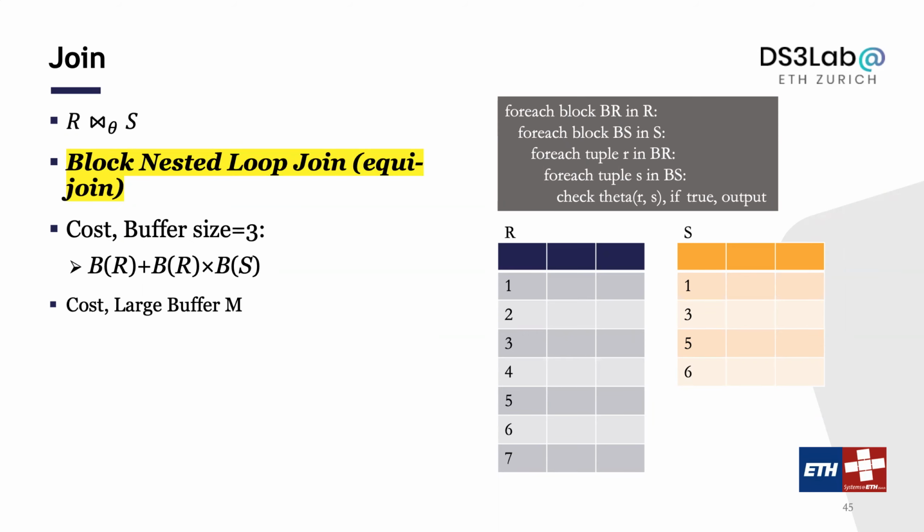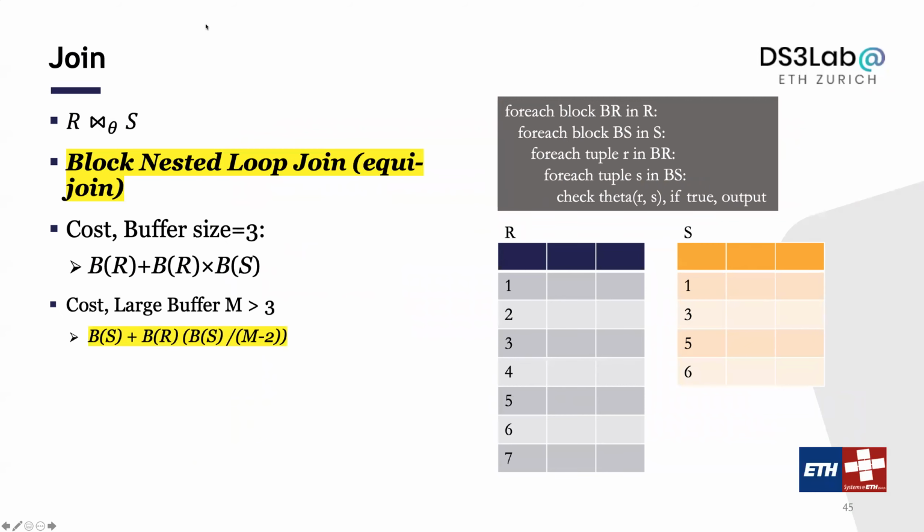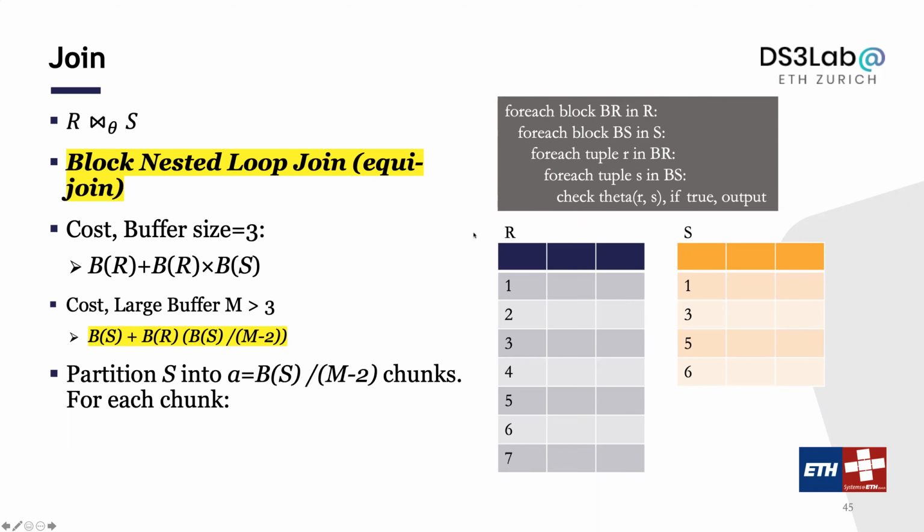So when you have a large buffer, potentially you can do even better. When you have a buffer of size M, larger than 3, to make that precise, then this is what you're going to have. Essentially you are going to have BS plus BR times BS over M minus 2. So the first term is not BR, the first term is BS. This is actually very easy to see.